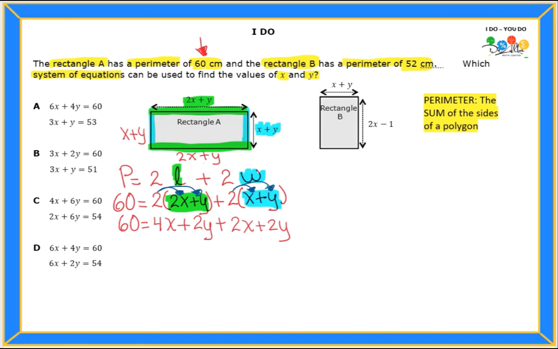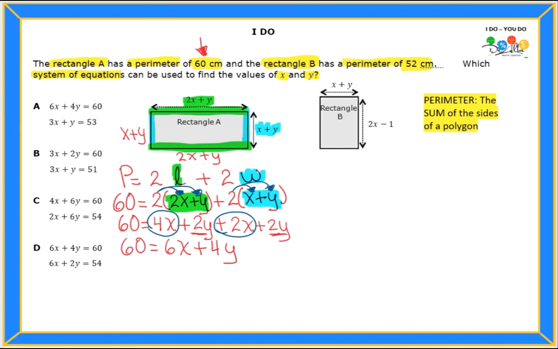So what do I do next? We're going to combine like terms, which means: can you see anything that can be combined? Remember, they have to have the same variable, right? For example, 4x can be combined with 2x. That's called combining like terms, right? So let's go ahead and combine those. I get 60 equals 4x plus 2x, which gives me 6x, and 2y plus another 2y gives me 4y.